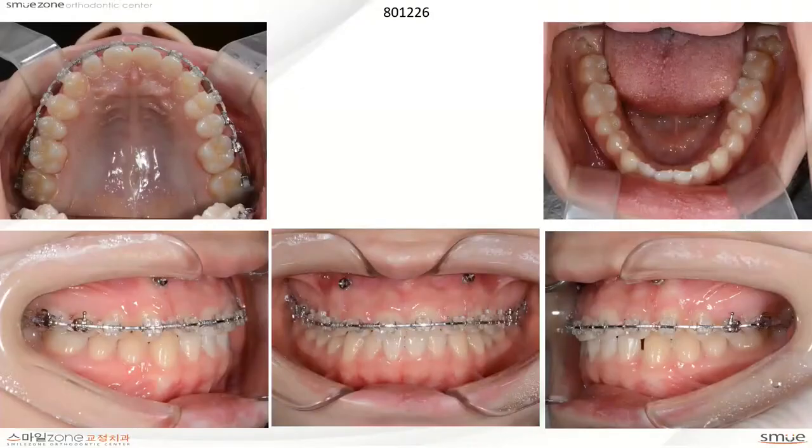Yeah, the bite opening is done by intruding the anteriors, and look at the changes of the gingival tissue here.